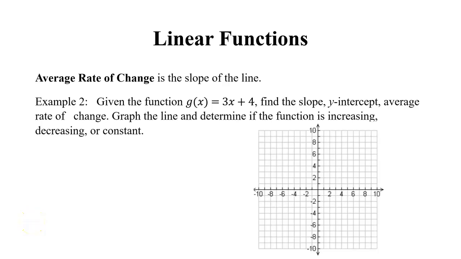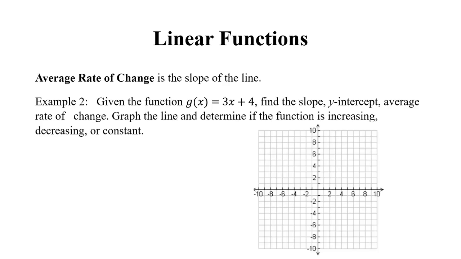Looking at example 2, we're going to highlight the slope, y-intercept, and average rate of change. You'll start to see the average rate of change is just the slope of the line. So the slope and the average rate of change are going to be the same number. So let's look at example 2.